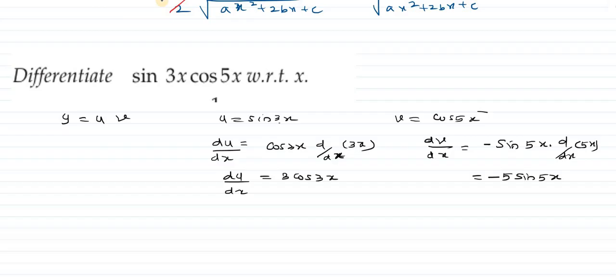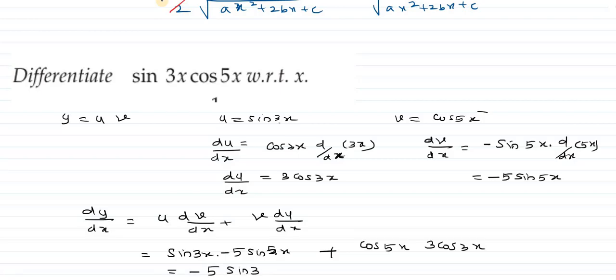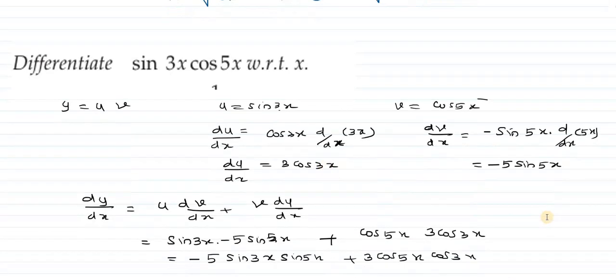What is the product rule we say? dy by dx is u into dv by dx plus v into du by dx. Correct? What is u? sin 3x. dv by dx is minus 5 sin 5x, plus v is cos 5x, and du by dx is 3 cos 3x. On simplification, minus 5 sin 3x sin 5x plus 3 cos 5x cos 3x. Is it clear? Any doubt?